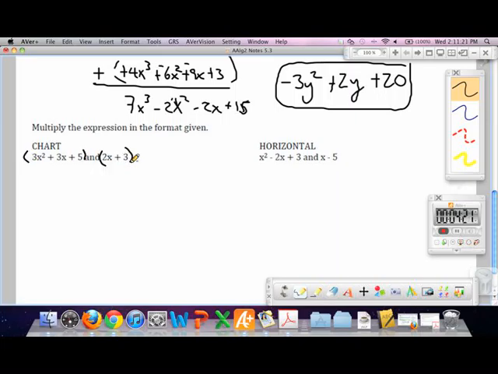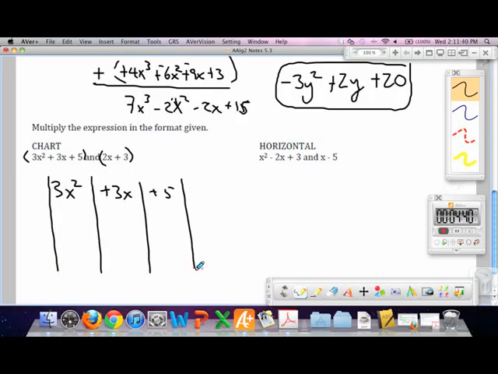I'm going to write 3x squared plus 3x plus 5 going across. I'm going to make a column for each of these. I'm going to make a row for every term in my second polynomial. So my second polynomial is 2x plus 3. I'll make a row for each of those. And I'll multiply down and across.